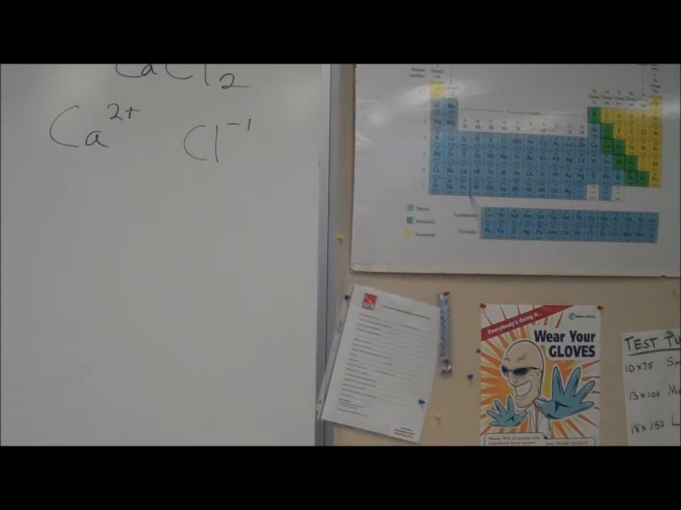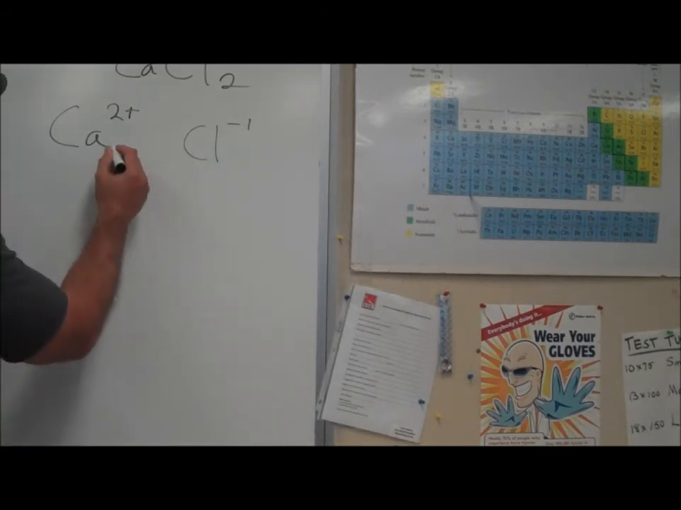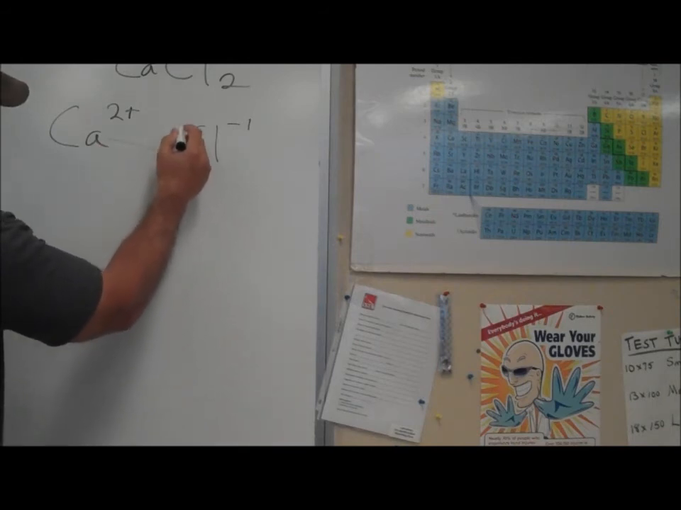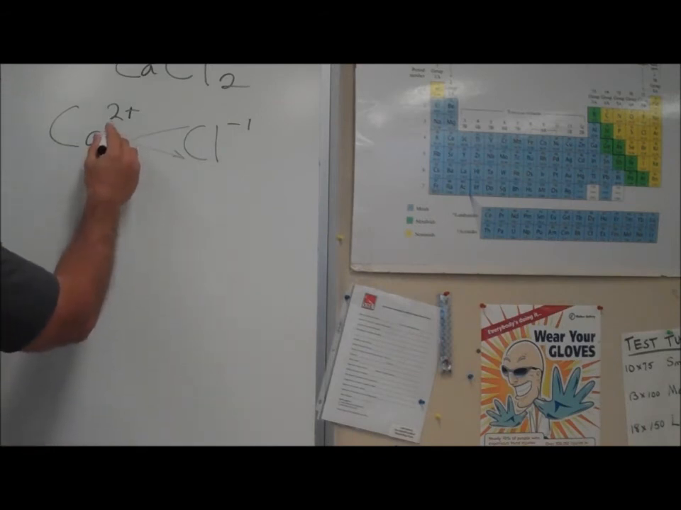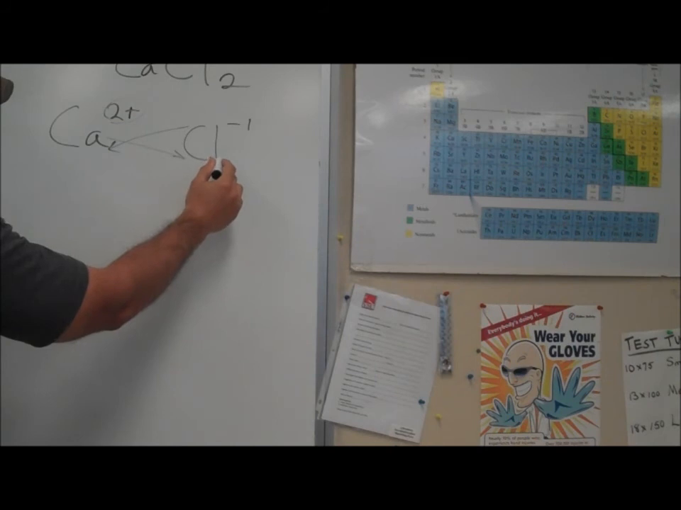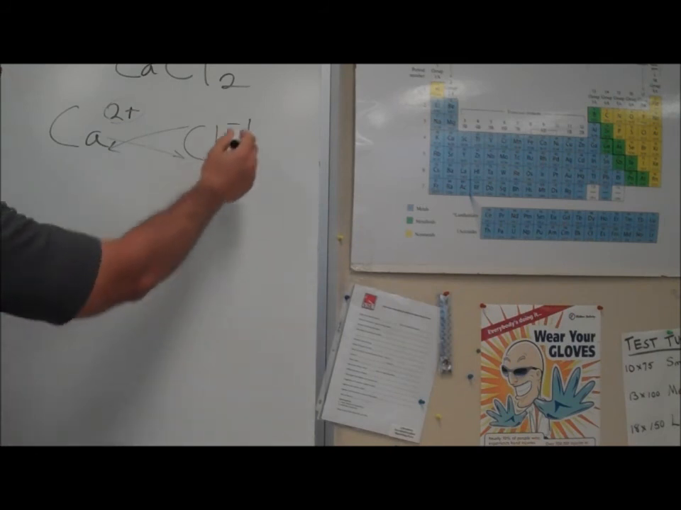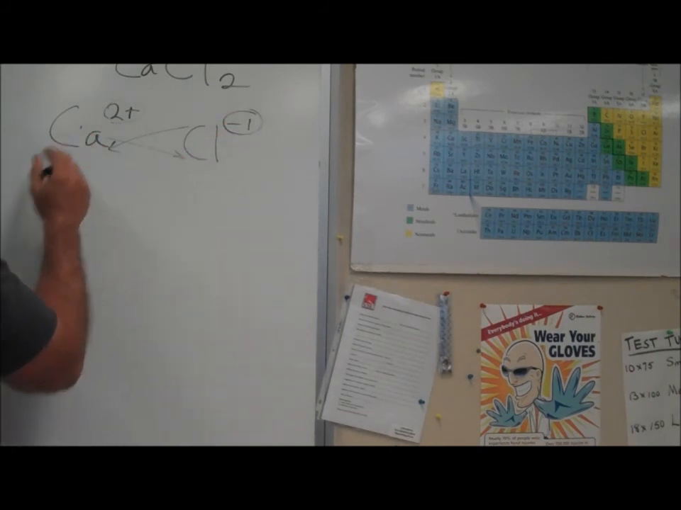The crossover method means that the charge of the calcium tells you how many chlorine atoms you need, and the charge of the chlorine tells you how many calcium atoms you will need. For example, to do the crossover method, you would draw an arrow pointing to the chloride, and an arrow pointing to the calcium. This charge represents chloride. This charge will represent calcium.